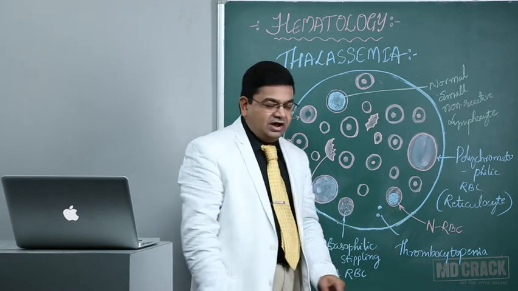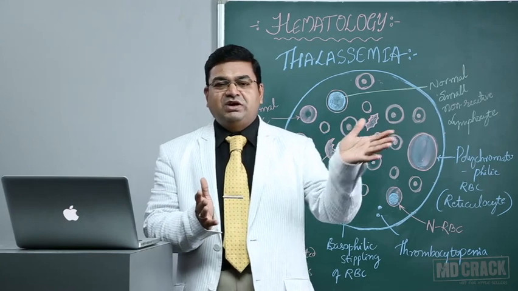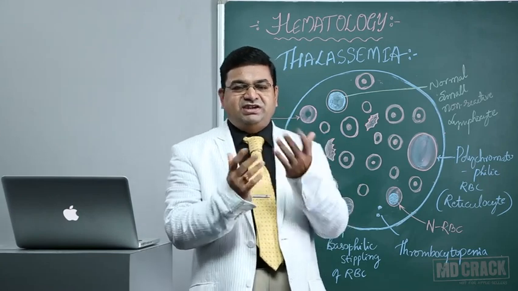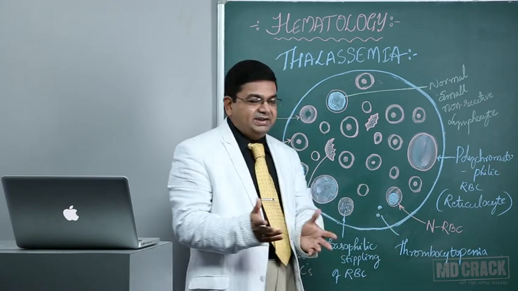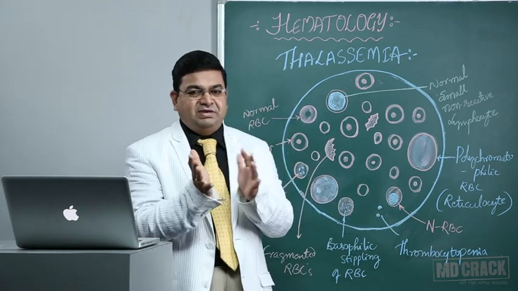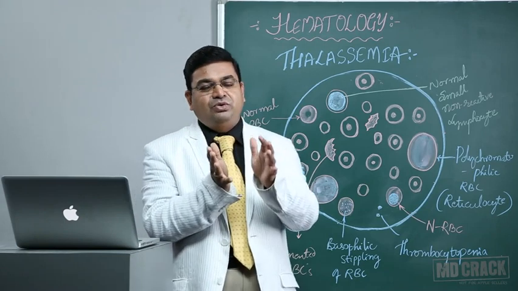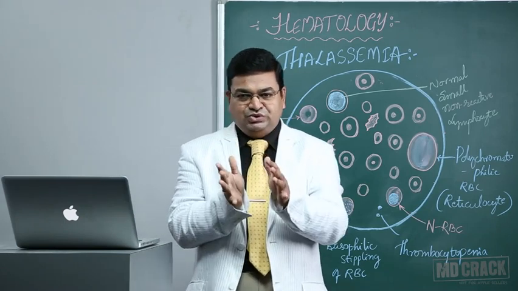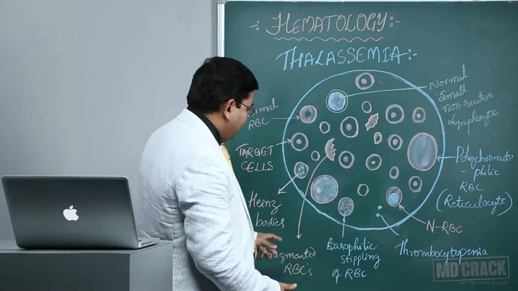Nucleated RBCs, RBCs with a nucleus, are nothing but late normoblasts which come into the circulation. So there is stress hematopoiesis, hurried erythropoiesis, which again indicates that some amount of hemolytic anemia is going on. That's why RBCs are not getting enough time in the bone marrow to mature. They are rushing hurriedly into the circulation.